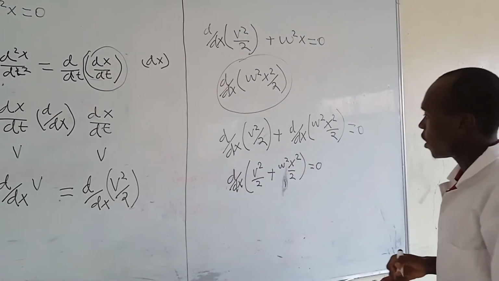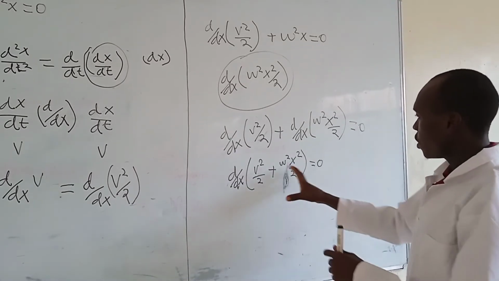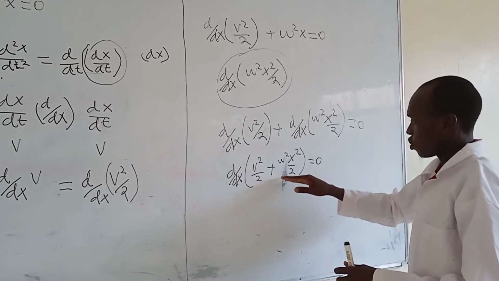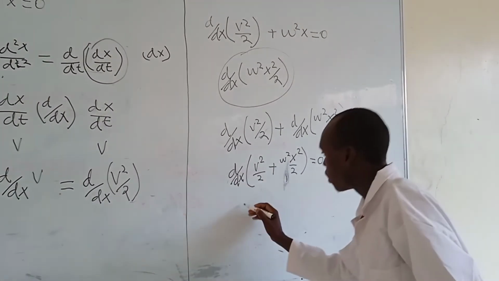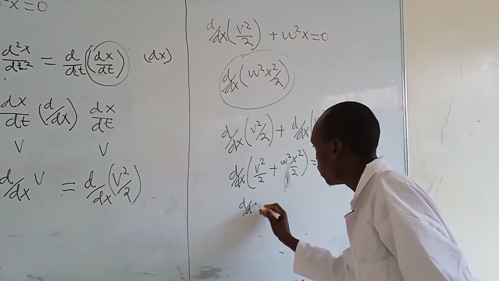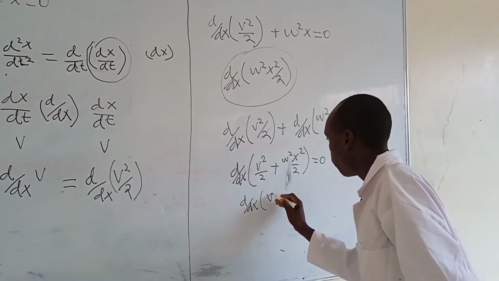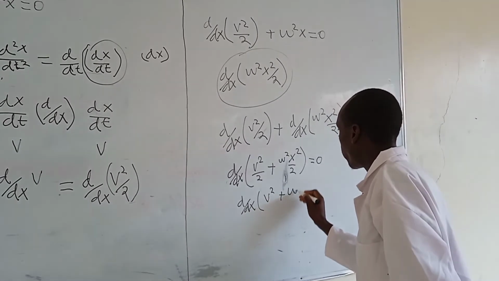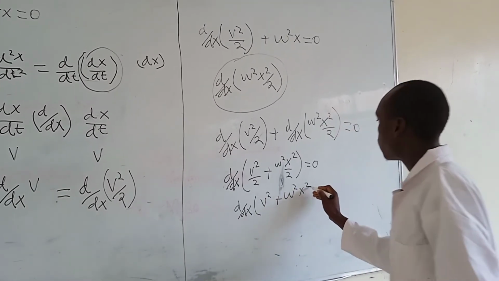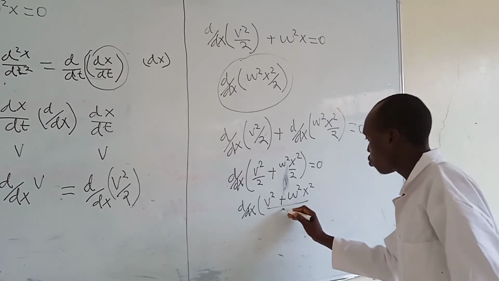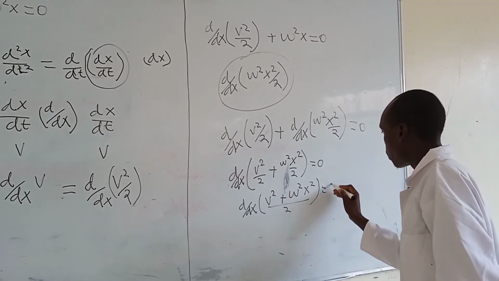Now after writing like that, because they share the same denominator, which is 2, you write d over dx in brackets v squared plus omega squared x squared, all divided by 2, is equal to 0.